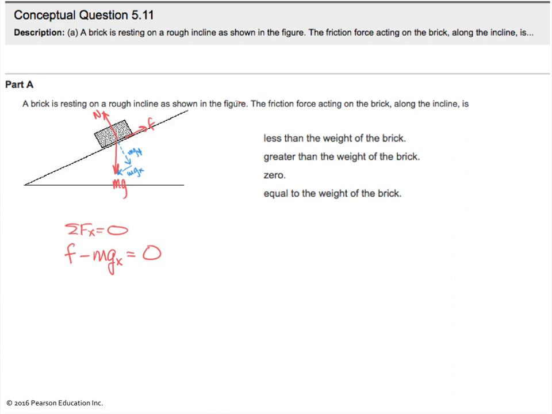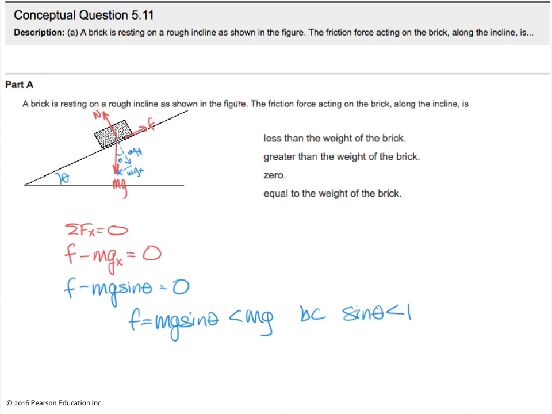And then remember that this angle and this angle are the same. So F minus mg_x equals zero, and we would express mg_x as mg sine of theta. And so the frictional force would be equal to mg sine of theta, which would be less than mg, because the sine of theta is less than 1. And so the frictional force is less than the weight of the brick.